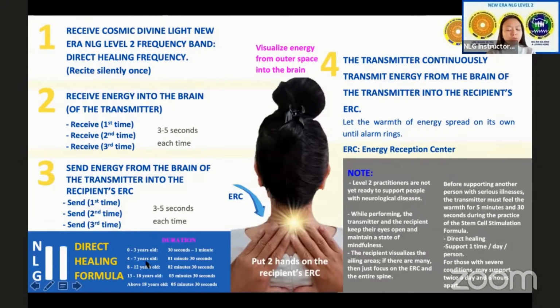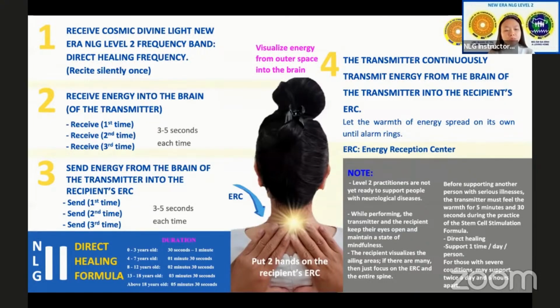And then for every other age group from 4 years old and above, all the way to adults, you have to start your timer first, and then you begin from step 1, and then 2, and then 3, and then 4. Okay, so as the name suggests, this is direct healing.